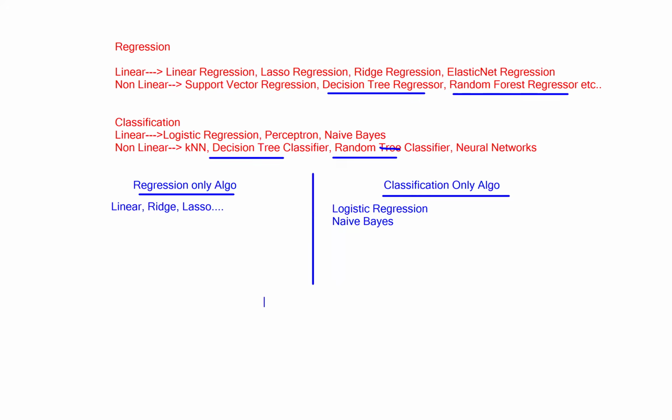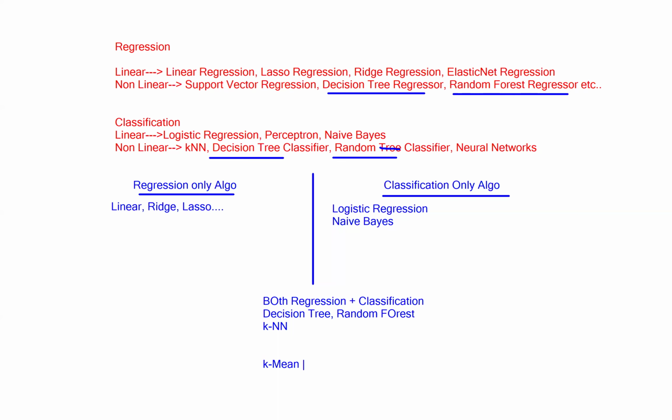Now there are some algorithms which are both regression as well as classification. So they fall under both categories. What are those? First is decision tree, then random forest, then KNN, K nearest neighbor, SVM, support vector machine, neural networks, gradient boosting, LightGBM, XGBoost, CatBoost. These are some of the algorithms which contain both capabilities, to predict the regression task as well as the classification task. So just remember that. And there are some algorithms like k-means clustering.